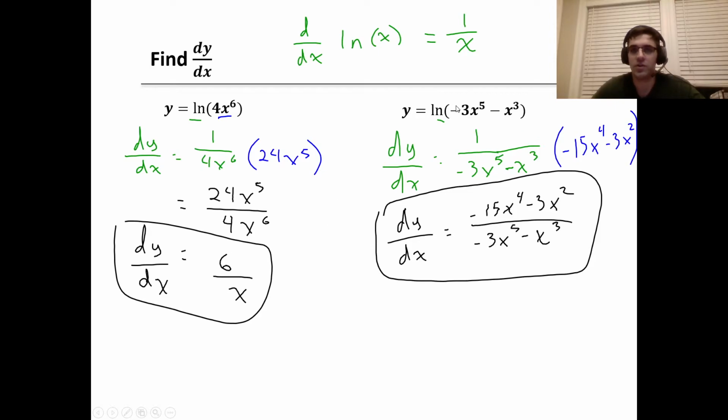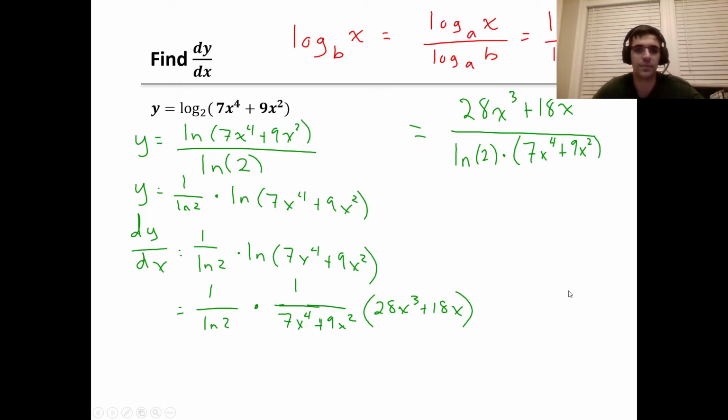Here we get 1 over the inside function times the derivative of the inside function, and we write that out. We could simplify that. We could pull the negatives out, negative 1 over negative 1. We could pull x squared out. If we did that, we'd be left with 15x squared plus 3 over 3x to the power of 3 minus x. But again, this is calculus, not algebra, so I'm not super picky about simplifying. Although I would admit it makes it harder to grade quizzes, but it's cool.